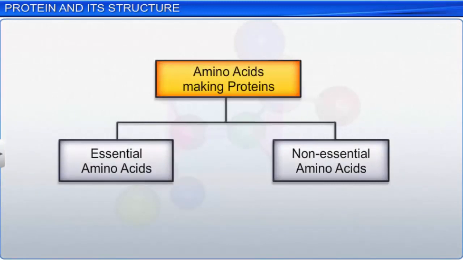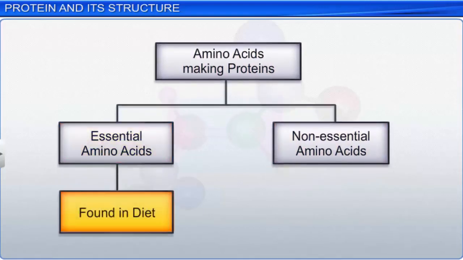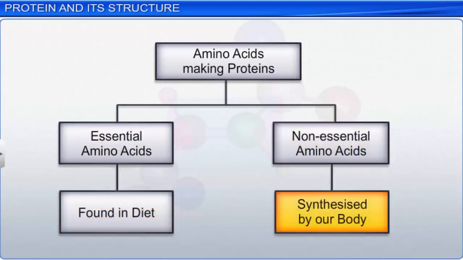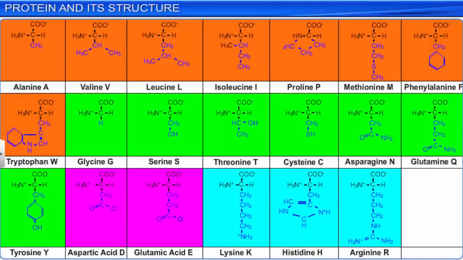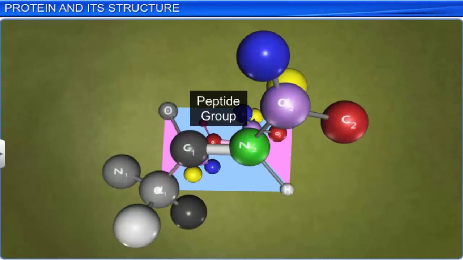Amino acids that go into the making of proteins can be essential or non-essential. Essential amino acids are found in our diet, while non-essential amino acids are synthesized by our body. There are 20 types of amino acids that come together to form proteins, and so they are also known as heteropolymers. In a heteropolymer, there are different types of monomers repeating n number of times.